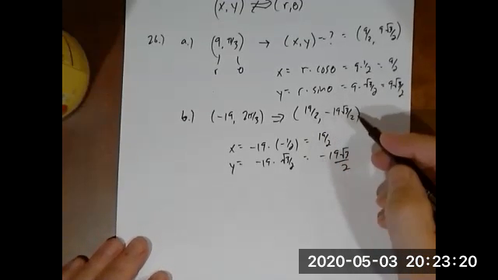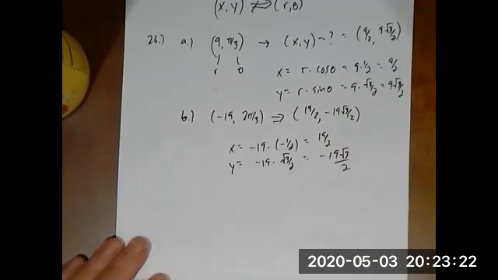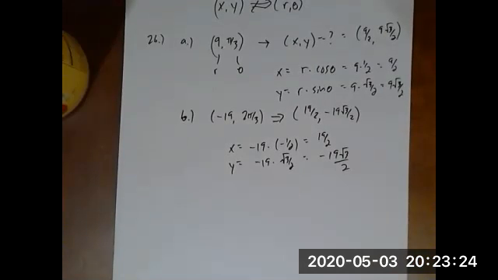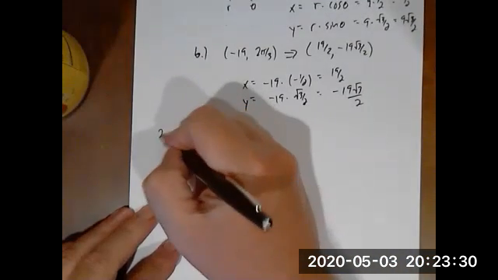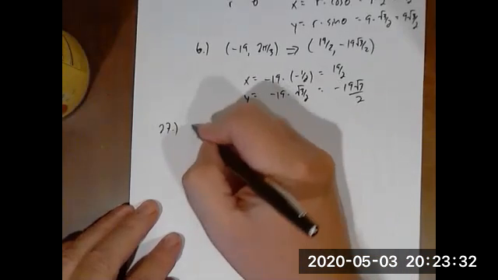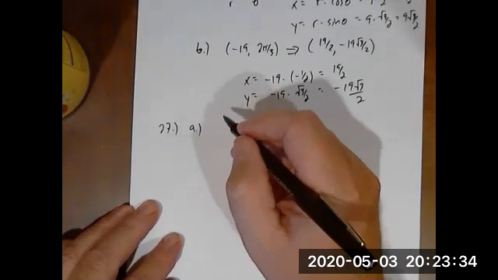So it's like 9 over, so there's that one. 27 is the same thing. Start out with polar coordinates and switch to rectangular.